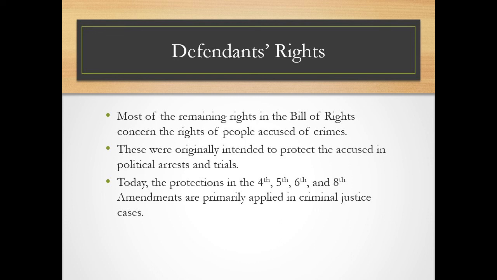So the original Bill of Rights was intended to protect criminal defendants against political repercussions, or repercussions because of your political leanings, your political allegiances. But it's been expanded to be a concern for the rights of people accused of crime generally. And so they were originally to protect the accused in political arrests, but today the protections of the 4th, 5th, 6th, and 8th Amendments are primarily applied in criminal court cases. What we're talking about in these amendments is the due process of law.